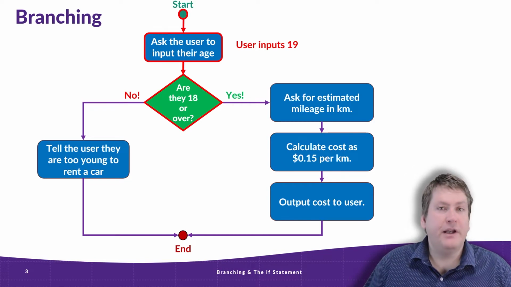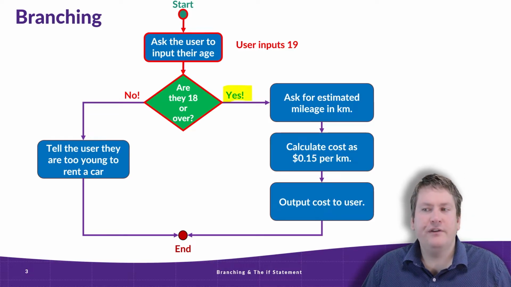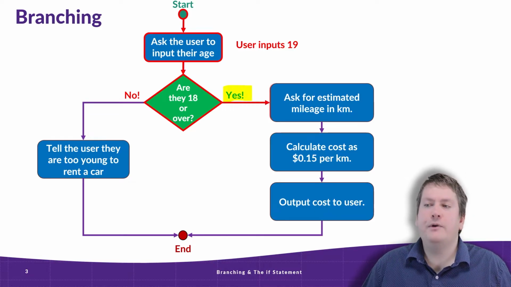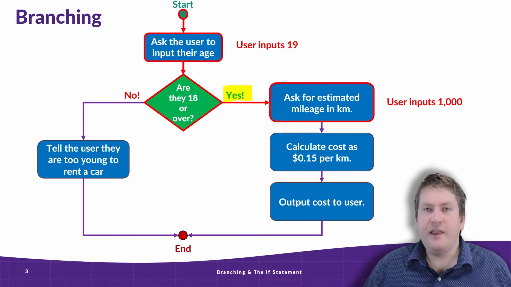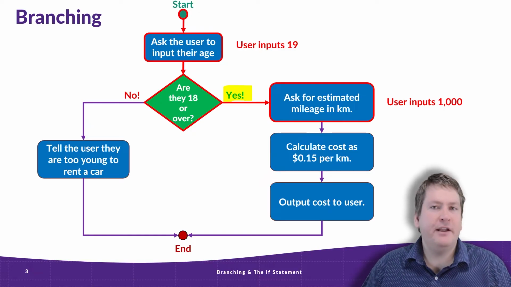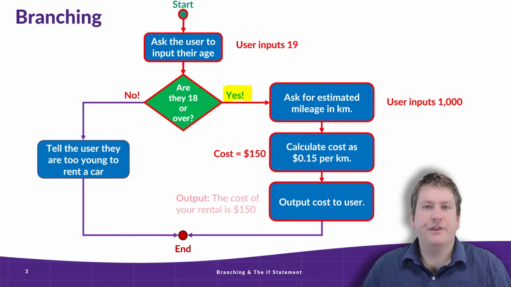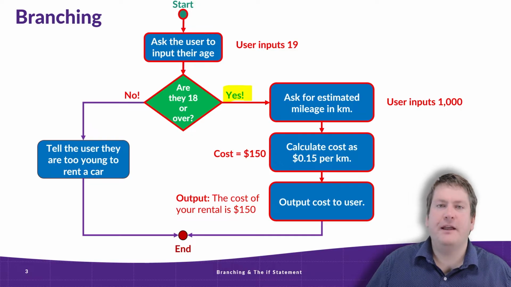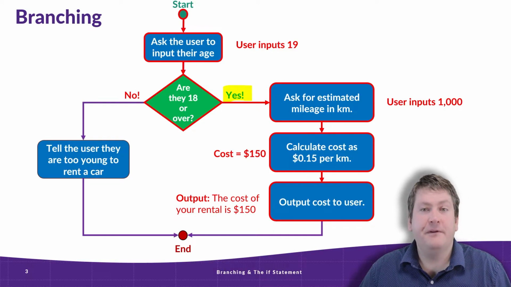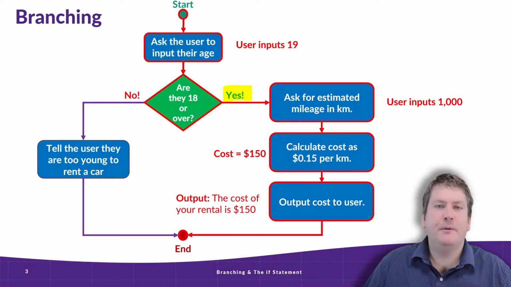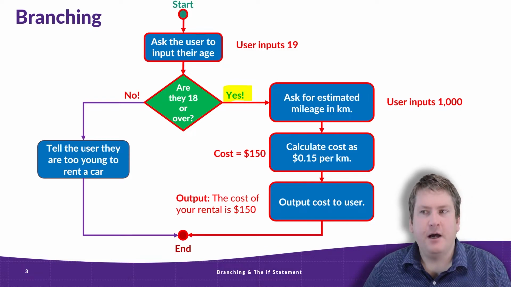So in this case, they input 19, so they are 18 or over. So the answer is yes. So we're going to go down this path. And then we're going to ask them for estimated mileage in kilometers. Let's say the user puts in 1,000. Then we're going to calculate the cost, which is equal to 15 cents per kilometer. In this case, that'd be $150. And then we're going to output the cost to the user. So that might be something like the cost of your rental is $150. And then finally, we reach the end of the program and it stops.